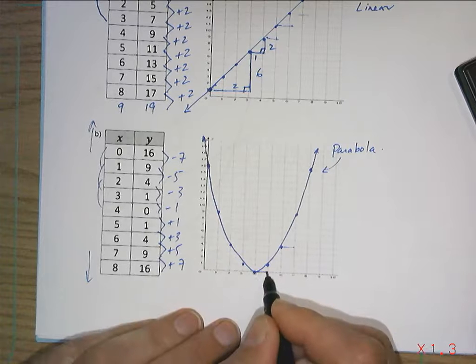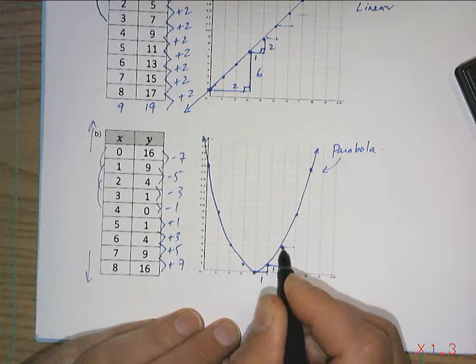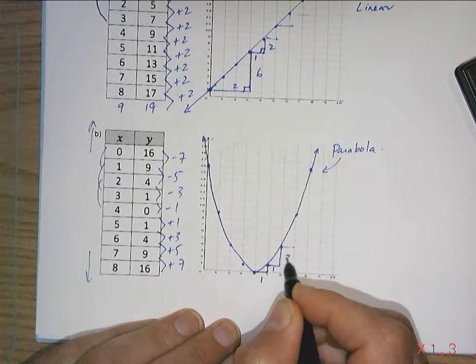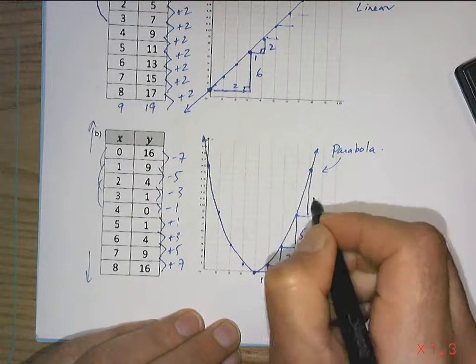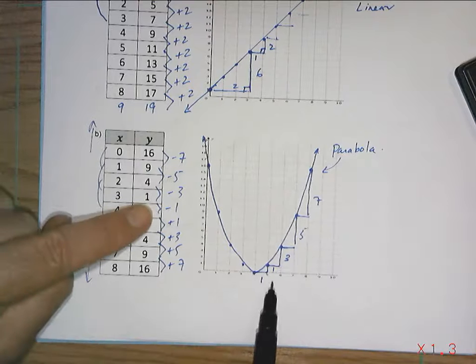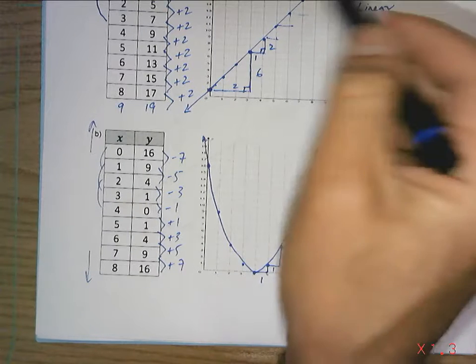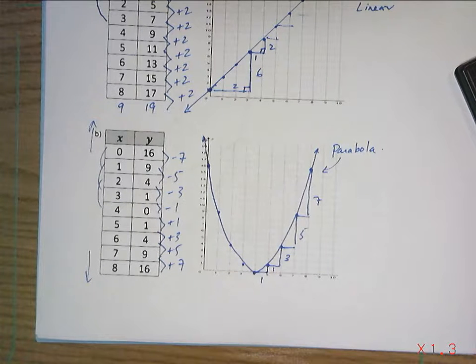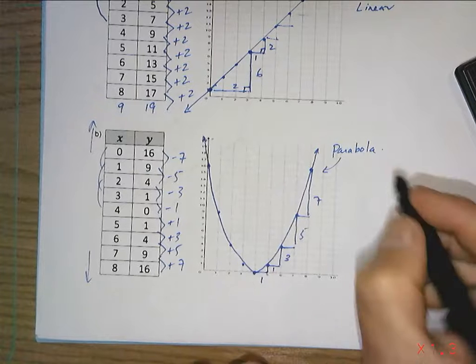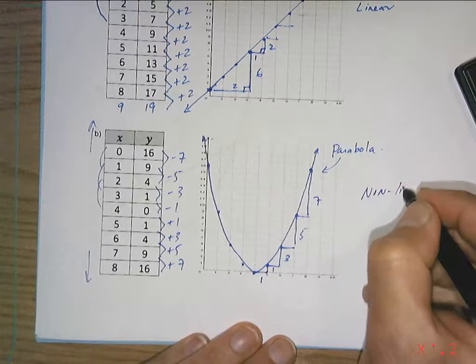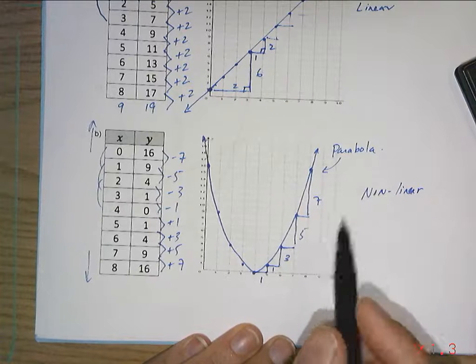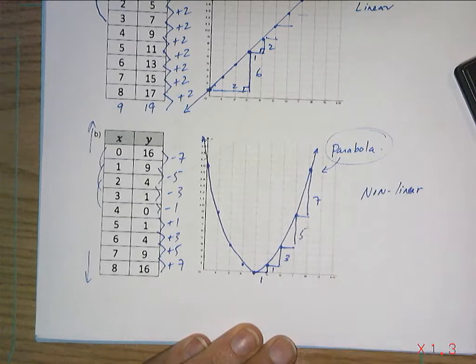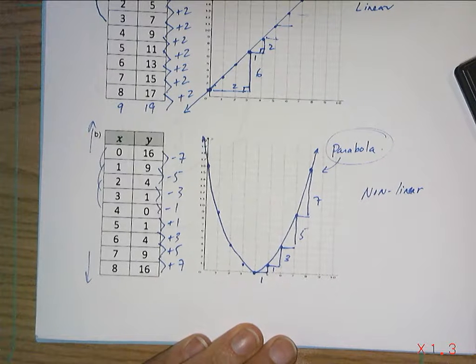So this is over 1, up 1. This is over 1, up 3. This is over 1, up 5. This is over 1, up 7. There's these values. Those are not consistent like it was here. So it can't be linear. It's going to have to be non-linear, which is a catchphrase for anything that is not linear. But I can tell you even better, it's going to be a parabola, which means it's going to be quadratic. But we'll find out more about that as we move on.